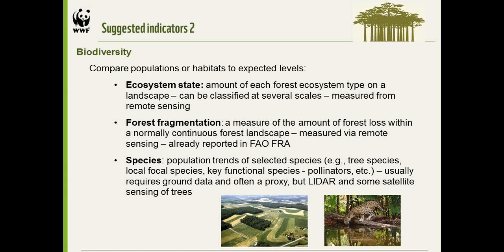Forest fragmentation is our second indicator, and it's a measure of the amount of forest loss within a normally continuous forest landscape, which can also be measured by remote sensing, and again is already reported to the FAO for their forest resources assessment. And fragmentation tends to be a very slow process of forest loss as continuous forest becomes fragmented, and the individual forest fragments suffer a number of processes that lead to species depletions and degrades the goods and services that can flow from the forest.